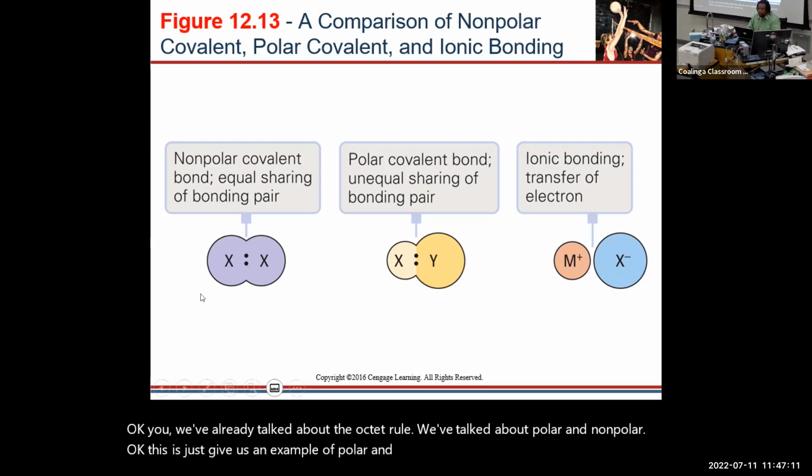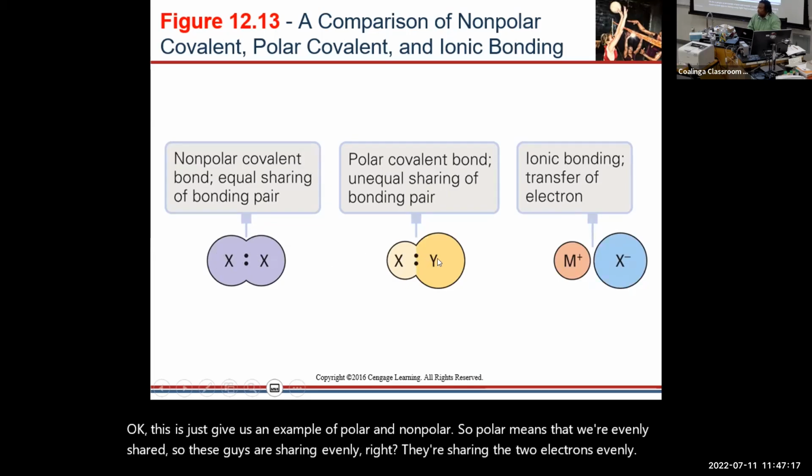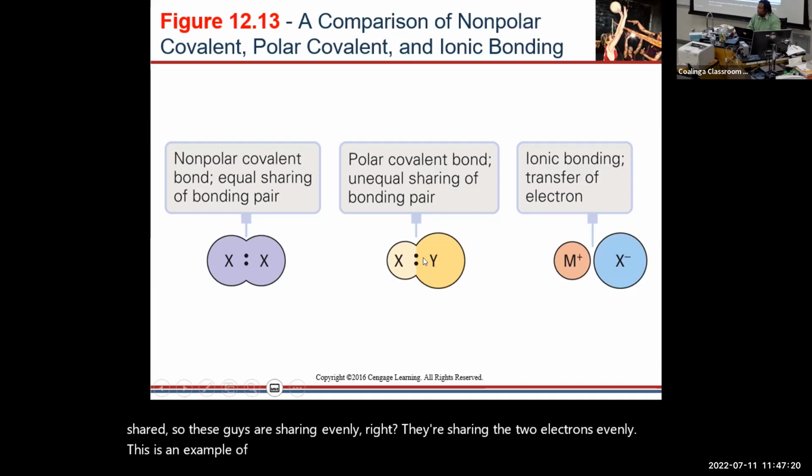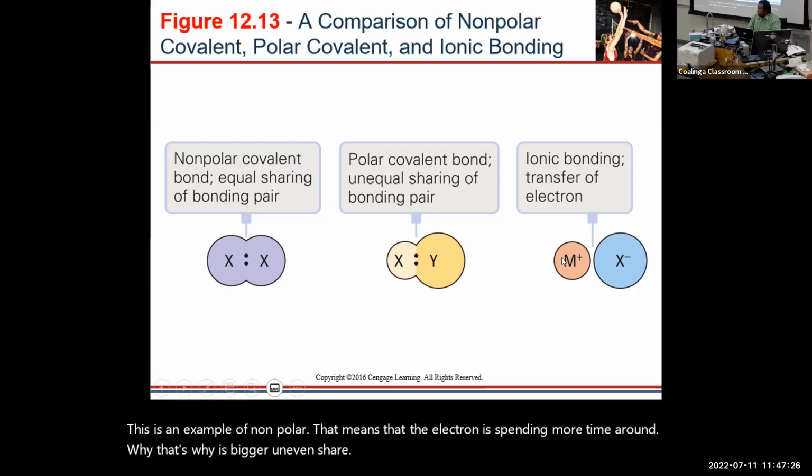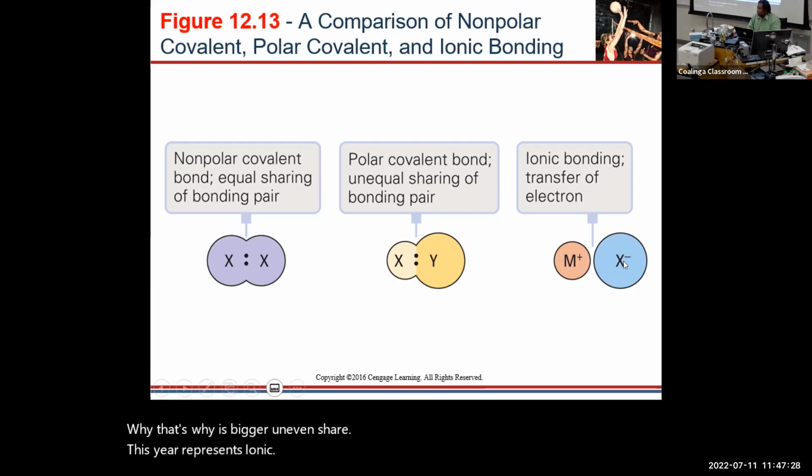So polar means that we're evenly shared. So these guys are sharing evenly, right? They're sharing the 2 electrons evenly. This is an example of non-polar. That means that the electron is spending more time around Y. That's why Y is unevenly shared. This here represents ionic. So that's a minus charge, so that's a plus charge.